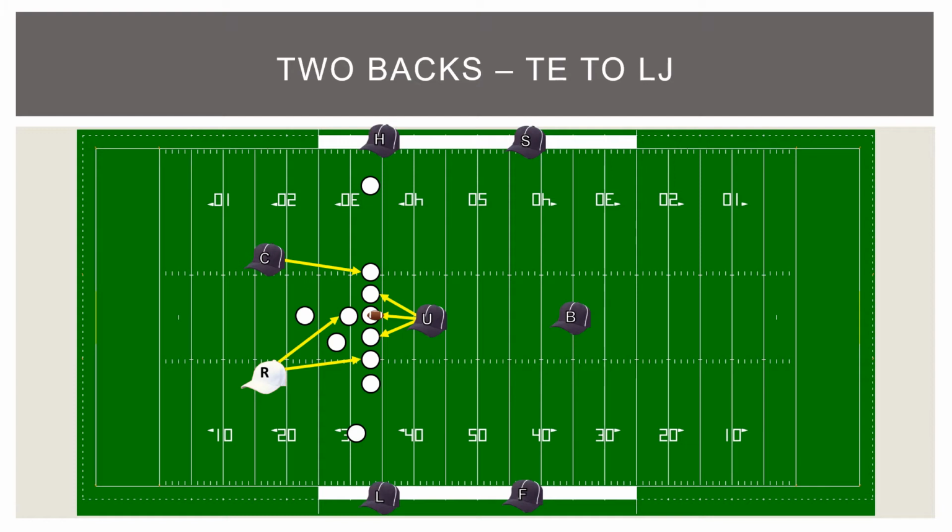In this formation, you can see that the tight end is on the line judge's side. Again, no change for S and F. Back judge will pick up that tight end to the line judge side, and again, the line of scrimmage officials will pick up backs.